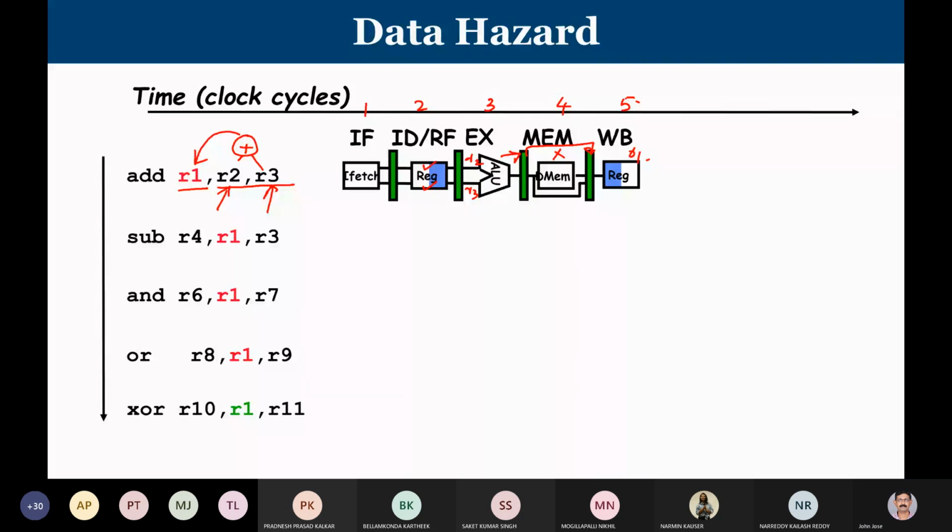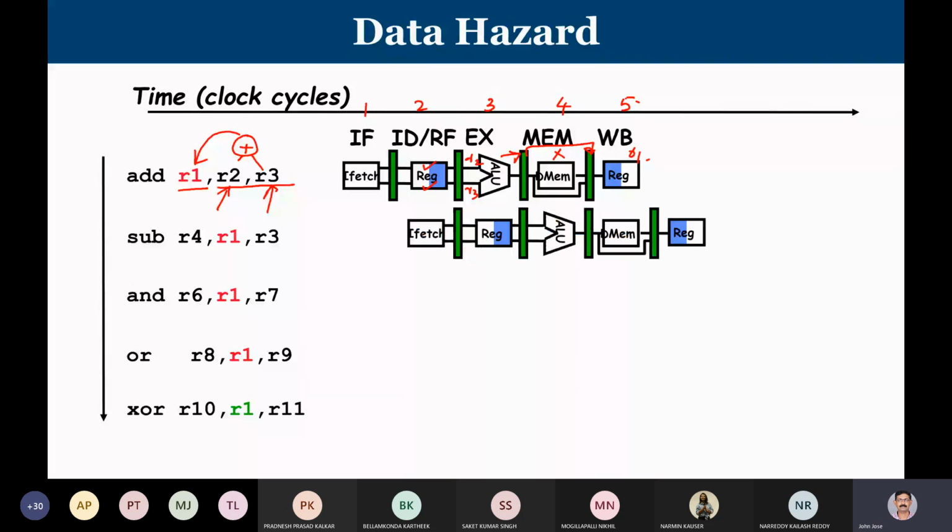Now, let us see the next instruction. It's a sub instruction, sub R4, R1, and R3. What does it mean? My source operands are R1 and R3. R3 content anyway I have, but I'm going to read the content of R1. R1 is in the register file. If I go and read the content of R1, this R1 and R3 have to be read in this particular clock cycle number 3. So I fetch the instruction, perform decoding. After decoding, I will read the source registers also.